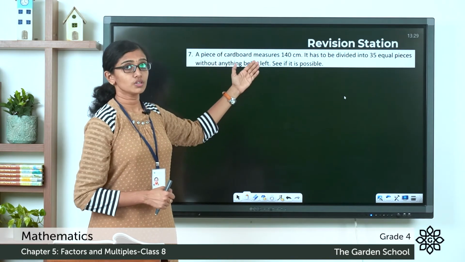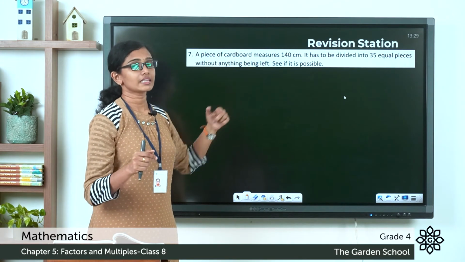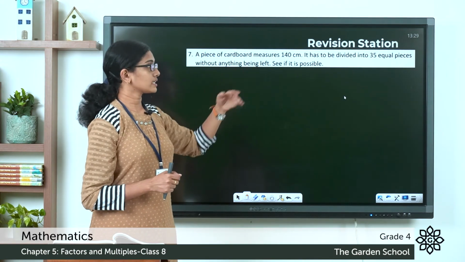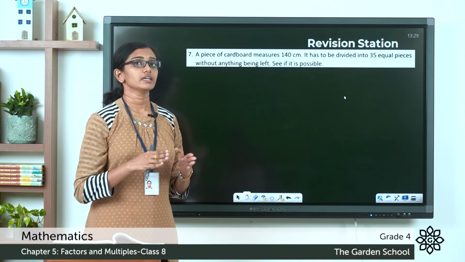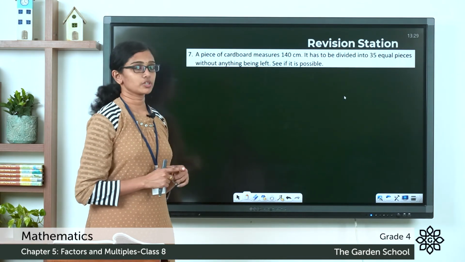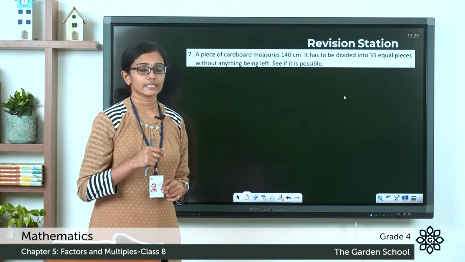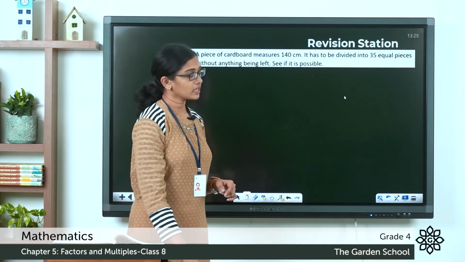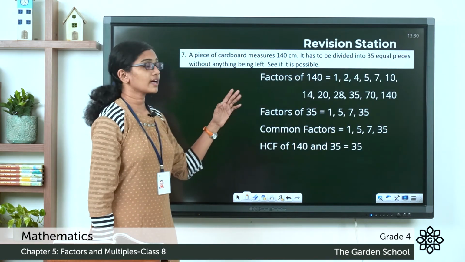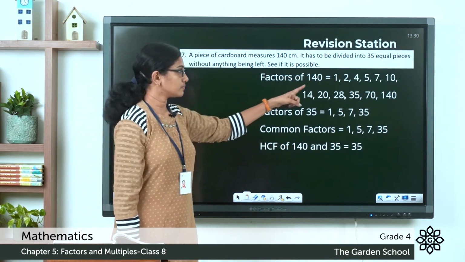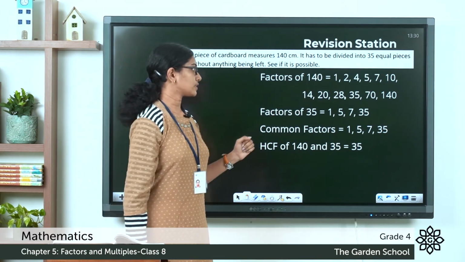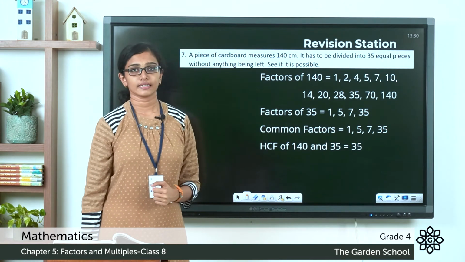If it's possible to cut 35 equal pieces, then there won't be anything left, right? Means if 140 is divided by 35 and we don't get any remainder, or if the remainder is 0, then it should be possible. So, let's solve this question in a different way without actually dividing. Let's look at the factors of 140 and 35. So, the factors of 140 are these: 1, 2, 4, 5, etc. These are the factors, and we have the factors of 35.